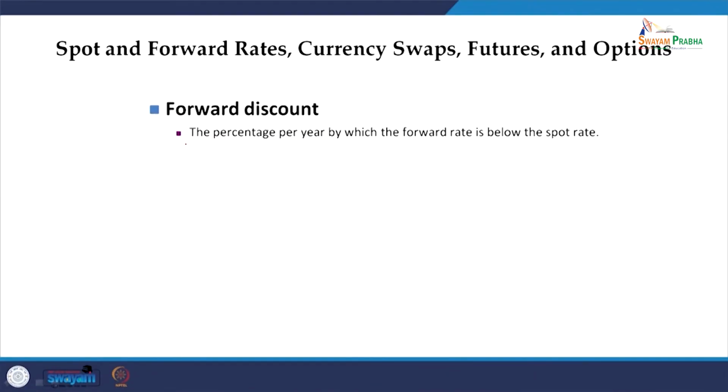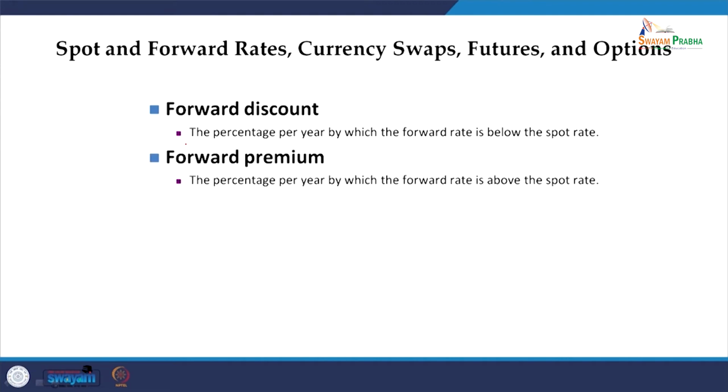There are other types called forward discount and forward premium. Forward discount is the percentage per year by which the forward rate is below the spot rate, the rate at which we have purchased. If the forward rate is less than that, then that is called a forward discount. If the value at the date of execution is less, there is a discounted value of the original purchase. Where it increases, that is called a premium.